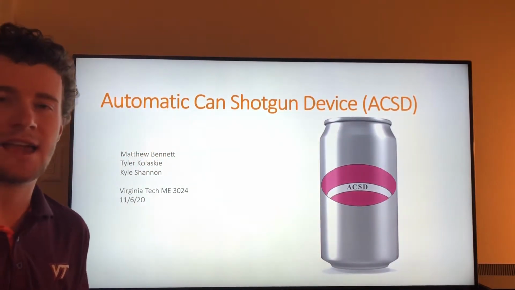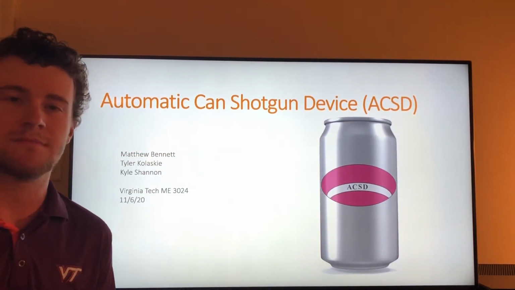The automatic can shotgun device from Team 1, ME3024.